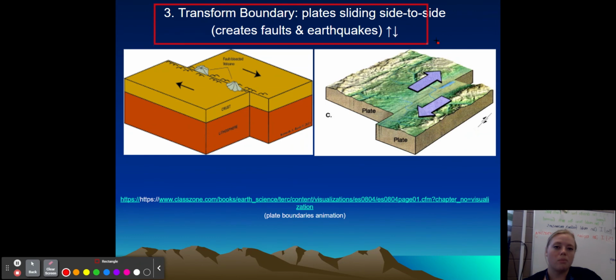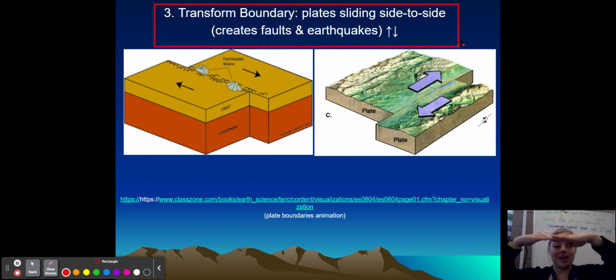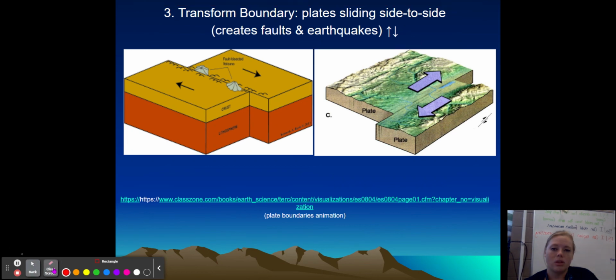Lastly, we have the transform boundary. These are when plates move side to side. So they look like this. The one comes towards me, and they slide right past each other. And this is what causes earthquakes. So basically, we have this friction, and we're going to learn more about that. But when the rocks that are stuck in between them move suddenly, they're being forced to slide past. So just like if you're playing tug of war and they let go, that's what's going to cause that earthquake. Okay, please pause as you need.